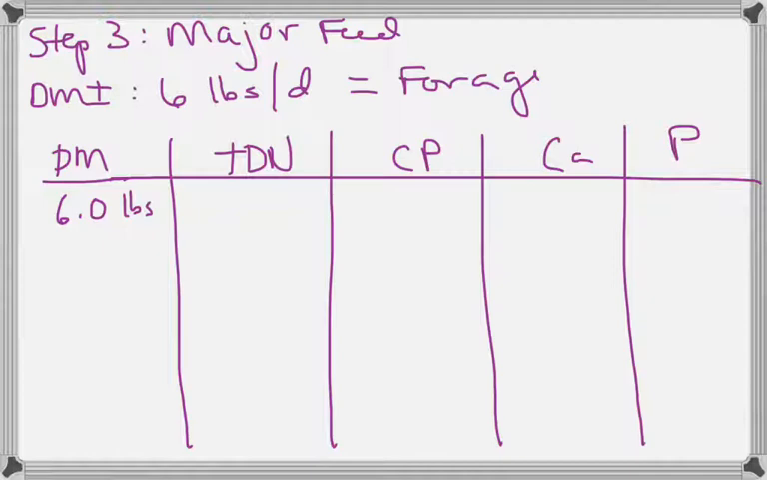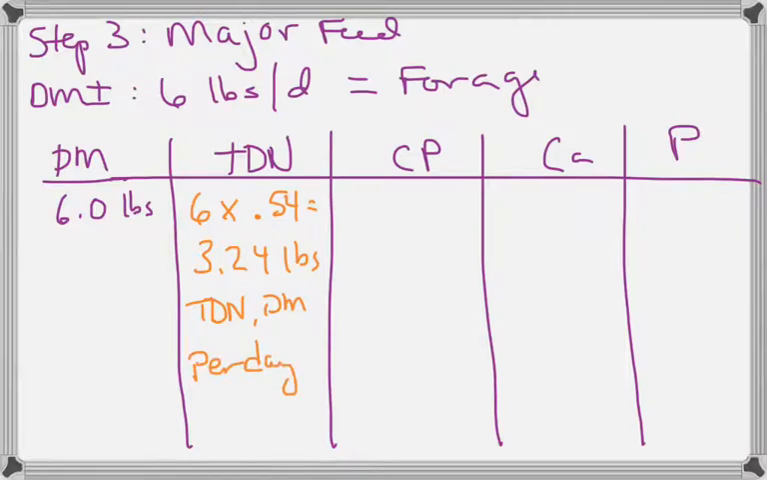So if I ask you and say an animal's eating 6 pounds of dry matter, and we know that feed is 54% TDN. If you flip back to that table of the Bahia grass pasture, it's 54% TDN. So we know that if we take 6 times 0.54, our animal is getting 3.24 pounds of TDN on a dry matter basis per day. So we're going to do that with each of our nutrients that animal is eating.